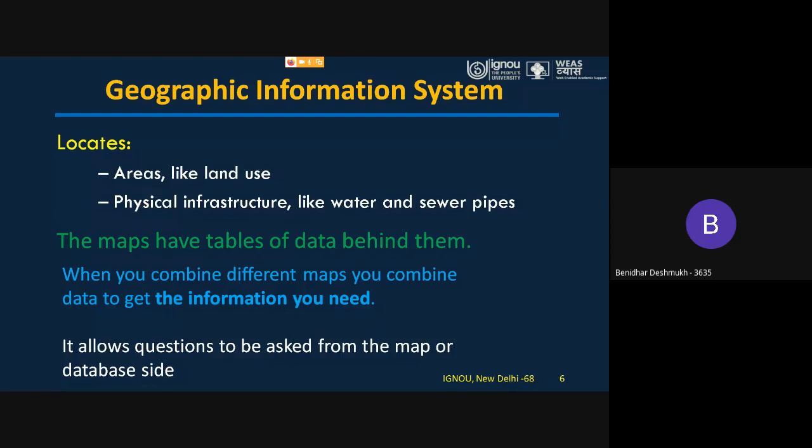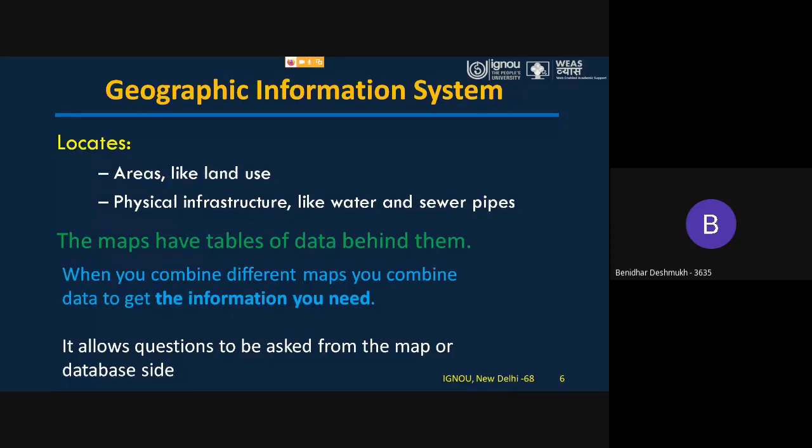And as we discussed the other day, GIS is not just about the maps. The line, points and polygons, or whatever features are there in those maps, have data behind them. There is a lot of non-spatial data attached to those features. And when we combine the different maps, we combine data to get the information that we want. So this is another important aspect of that.